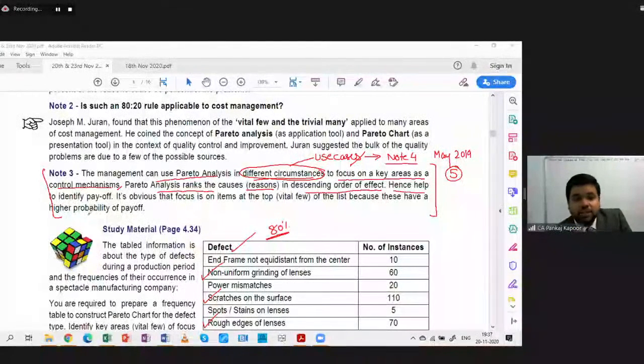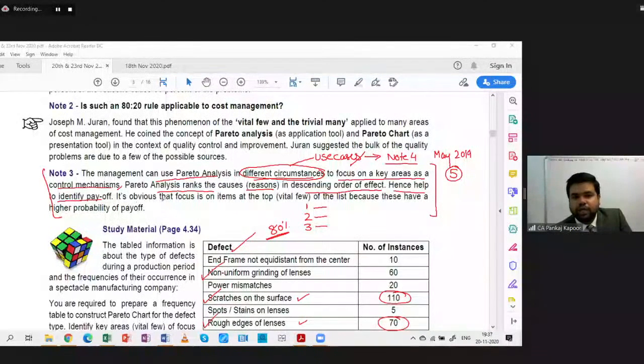Further, hence it helps to identify the payoff. The item which we write at the top, the first item, has high payoff. Second item, lesser payoff. Third item, lesser payoff. Payoff here means the benefit, the expected benefit. If we tackle the problem of scratches, we can solve the 110 cases. If we tackle the problem of rough edges, we are only able to tackle the 70 problems. Okay, so this is the meaning here.